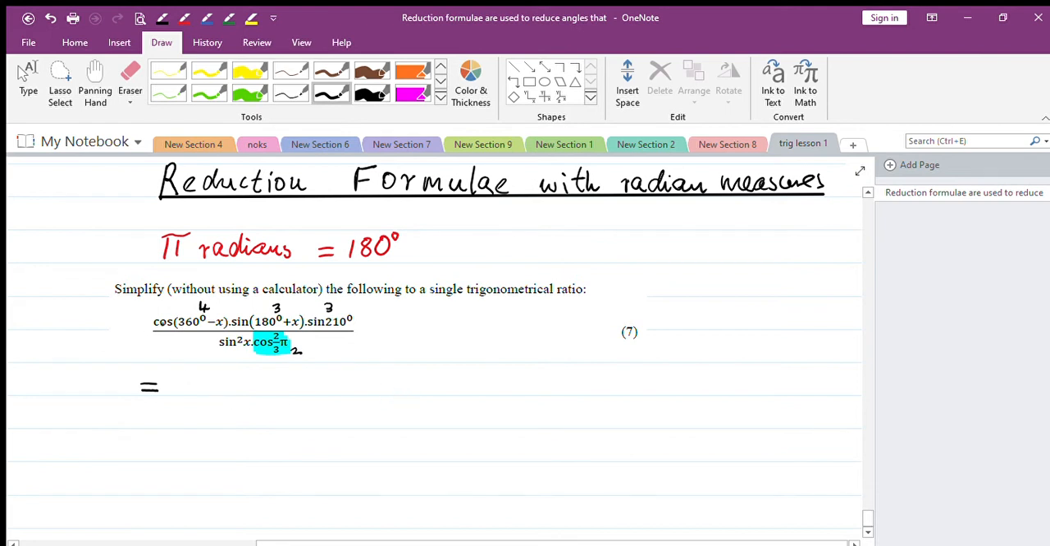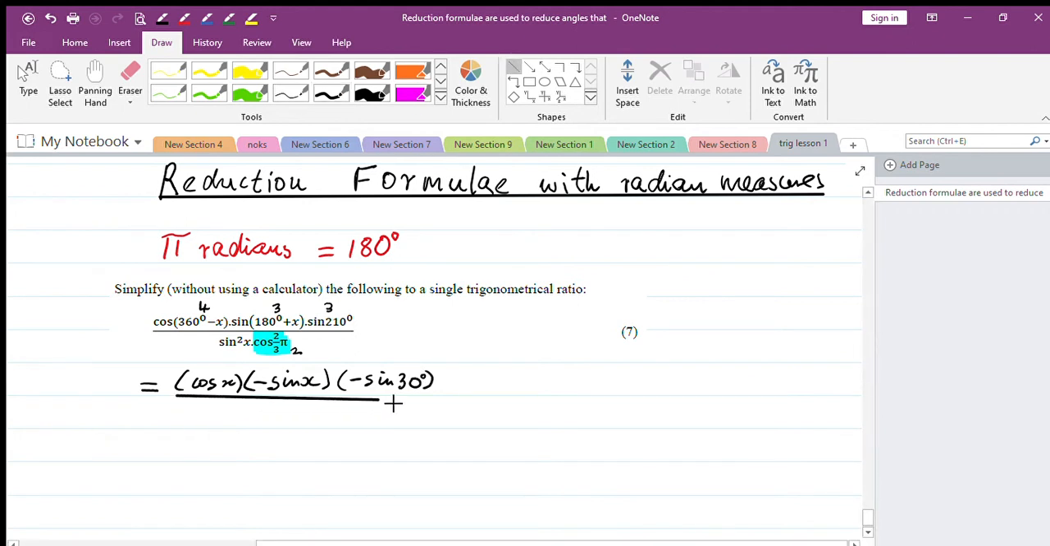Now cos of 360 minus x is positive because it's in the fourth quadrant, so we'll keep it positive, cos x. And 180 plus is the third quadrant, sine is negative in the third quadrant, so this will be negative sine x. And then 210 is in which quadrant? Quadrant 3. Which formula do we use there? We use 180 plus. 180 plus what, to get to 210? 180 plus 30. So this will be negative sine of 30 degrees. Okay, we are done with the numerator.